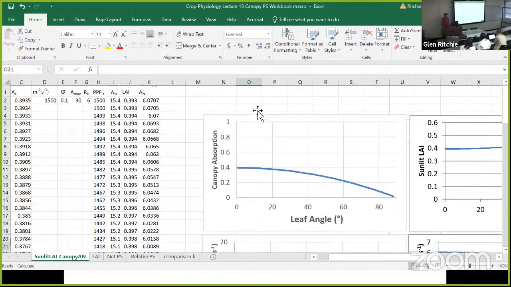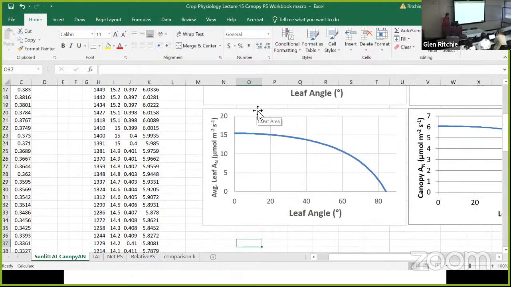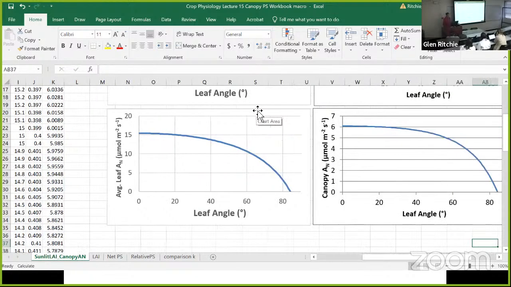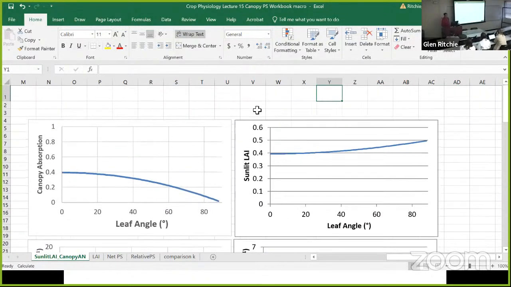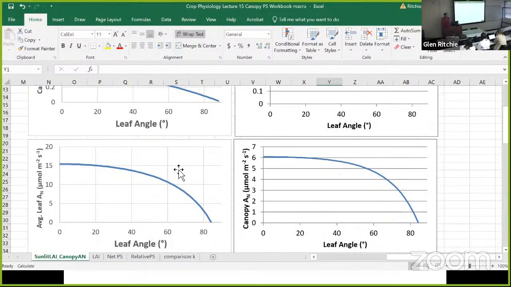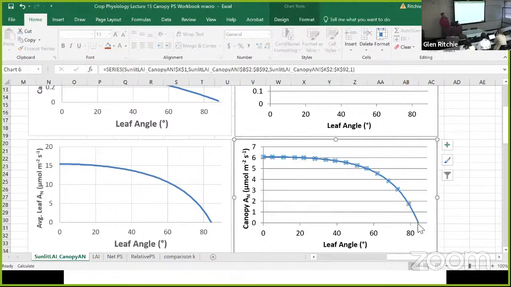But you don't really have any advantage of having upright leaves in this case. Your average leaf net photosynthesis drops off over time. Therefore, if you look at your canopy net photosynthesis, it also drops off over time. And this just shows the sunlit leaf area index. So our sunlit leaf area index is increasing, but this increase is not enough to overcome the fact that we've got less absorption, and therefore our total photosynthetic rate is suffering. So early in the season, it seems to be a real disadvantage to have upright leaves.